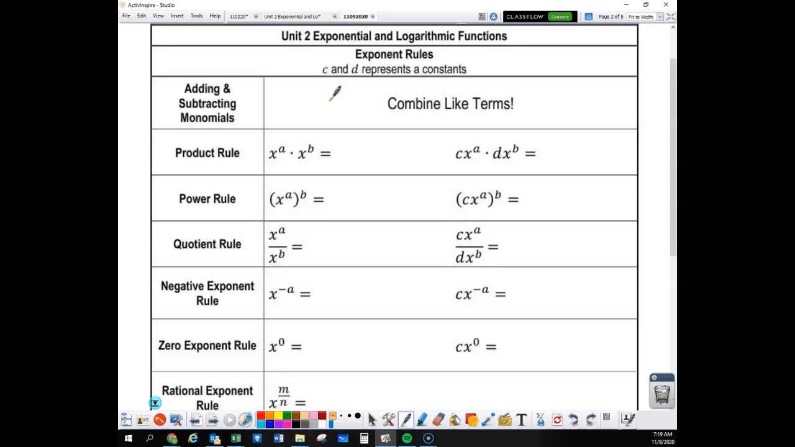Okay, so the next thing we're going to talk about is the product rule. The product rule is whenever I have x to the power of a times x to the power of b, that's going to be equal to x to the power of a plus b. Okay, you add the exponents.